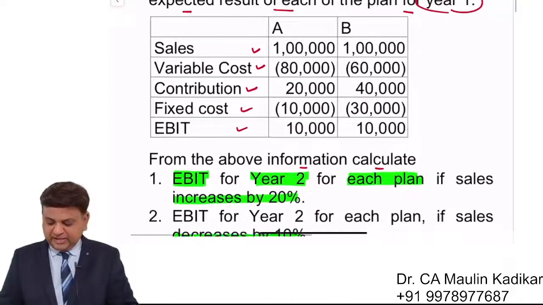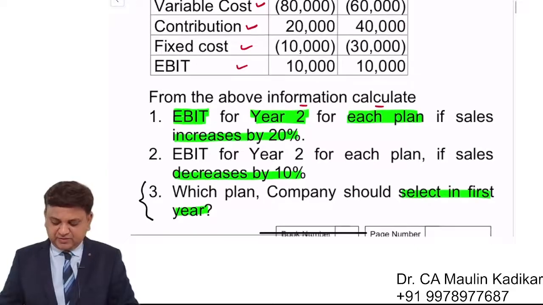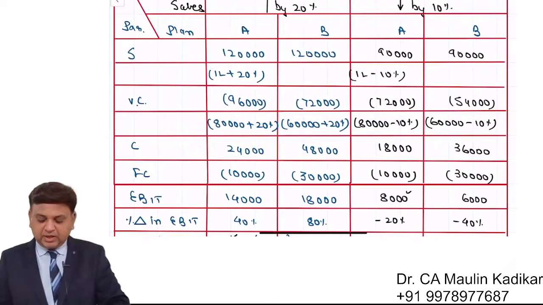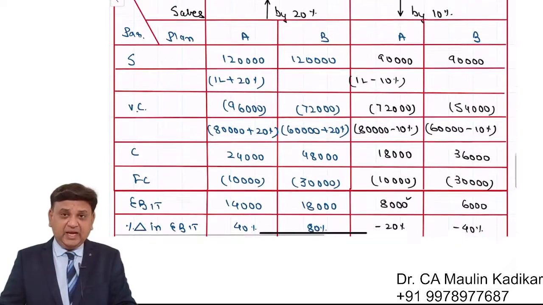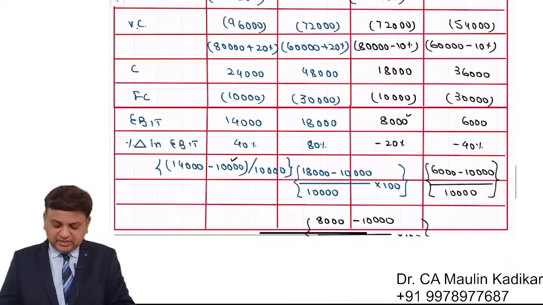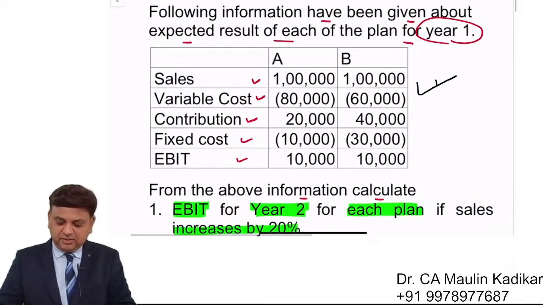Now I want you to write in the chat box which plan the company should select in the first year. Company should select plan A or plan B. Give your answer along with the reason. Here is the first year result.